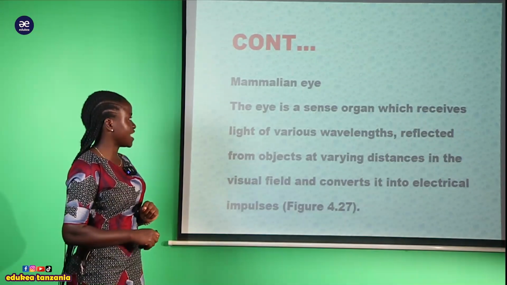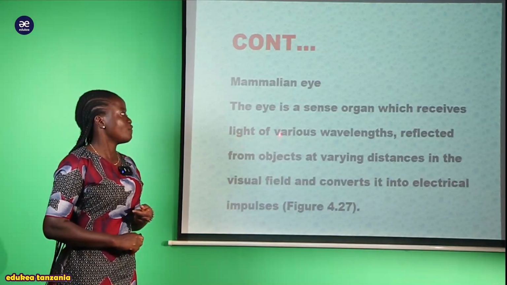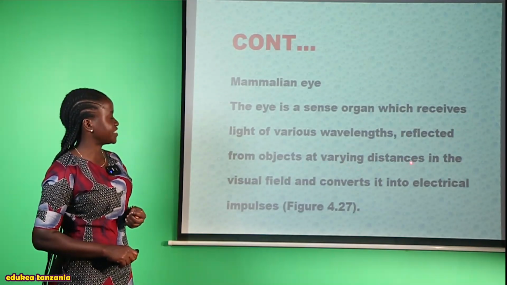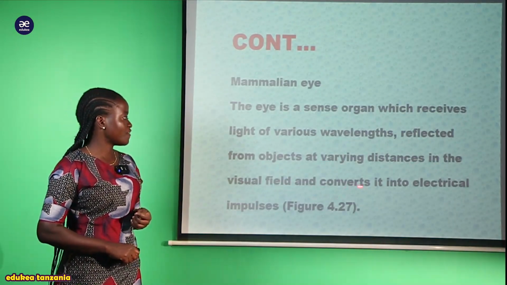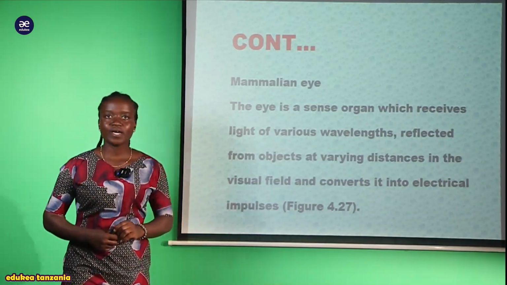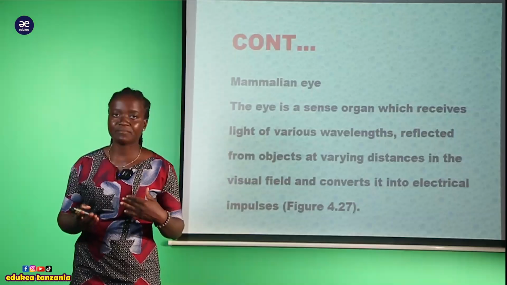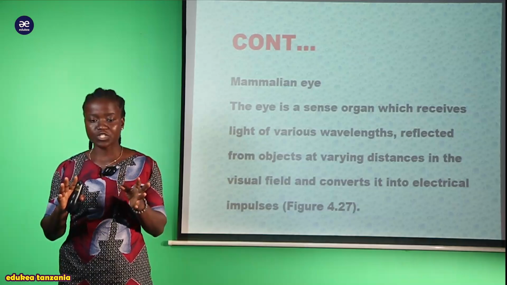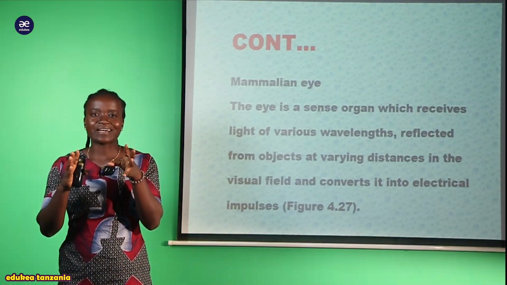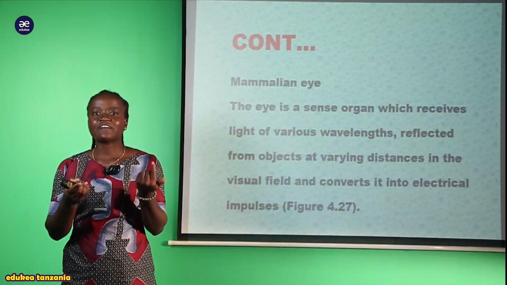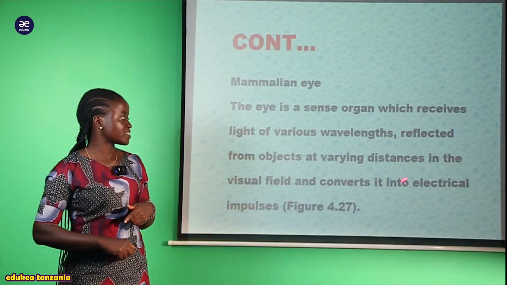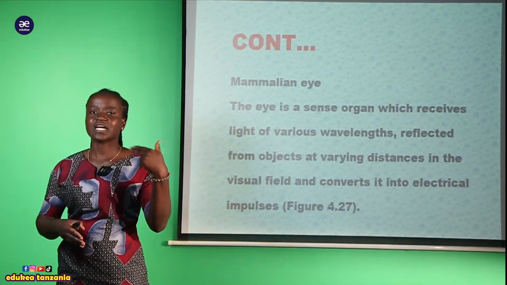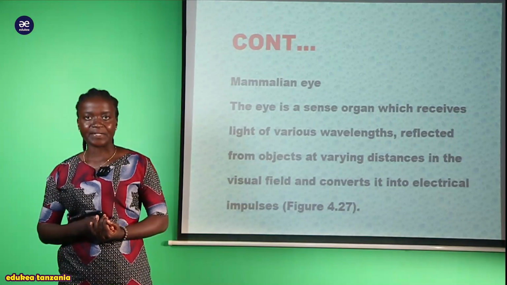Now we are saying that the eye is the sense organ which receives light of various wavelengths, refracted from objects at varying distances in the visual field, and converts it into electrical impulses. Kwa hiyo sasa mammalian eye tunasema kwamba jicho la binadamu liko responsible, linafanya kazi ya kupokea mwanga kutoka nje, thereafter kutafsiri ule mwanga una maana gani au kile object ina maana gani, thereafter to send those impulses to the brain, that is electrical impulse. Kutoka kwenye light impulse to electrical impulse, so that it can be easily interpreted by the brain.